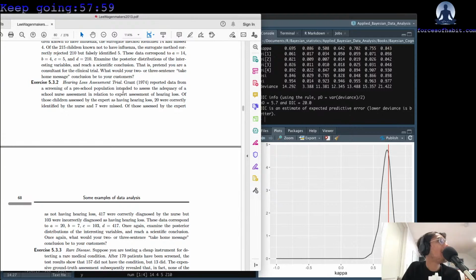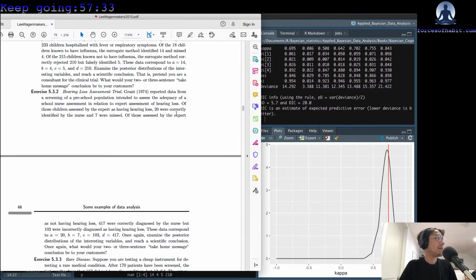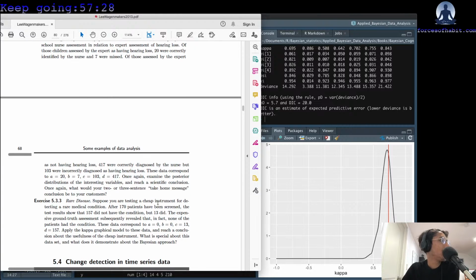All right, so now hearing loss, and we're going to look at how nurses assess relative to expert assessments. So we want to check the quality of nurse assessments. The gold standard here being experts, the nurse being the surrogate. And then it gives us the values for A, B, C, and D, and give me a take-home message. So let me look.